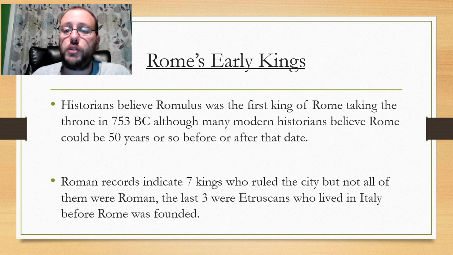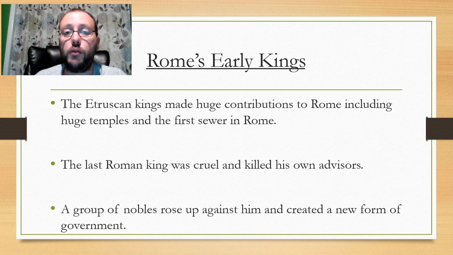Historians believe Romulus was the first king of Rome, taking the throne in 753 BC, although many modern historians believe Rome could have been founded 50 years or so before or after that date. It could have been 753, it could have been 803, or it could have been 703. Somewhere in that 100-year span is when they believe the city of Rome originated. Records indicate that 7 kings ruled the city, but not all of them were Roman. The last 3 were Etruscan kings, who lived in Italy before Rome was founded.